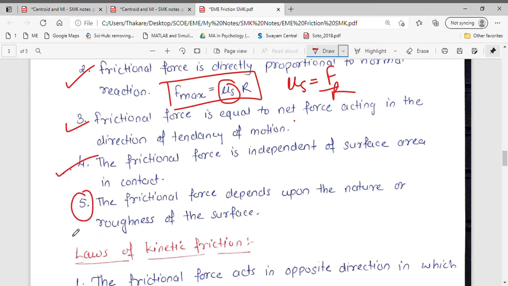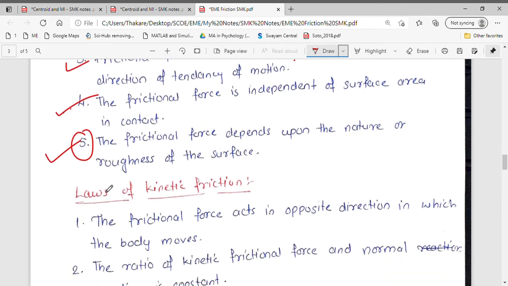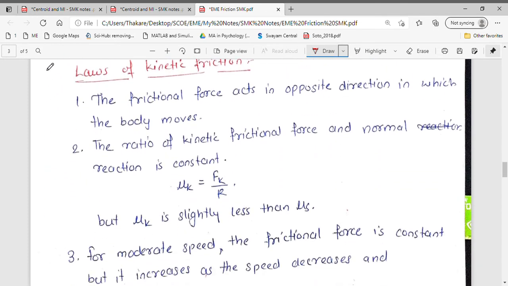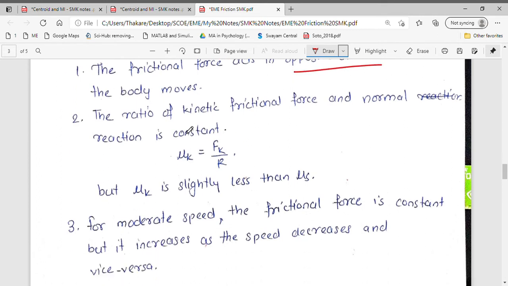It depends upon the nature or roughness of the surface. If both the surfaces are smooth, there will be zero friction. If both the surfaces are extremely rough, there will be infinite friction or maximum friction. Similarly, laws of kinetic friction are framed just like laws of static friction. The frictional force acts in the opposite direction in which the body moves. Ratio of kinetic frictional force and normal reaction is constant, which we have considered as coefficient of kinetic friction.